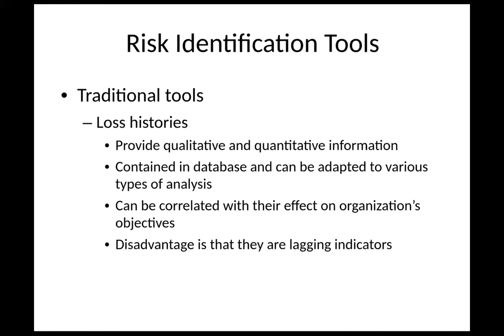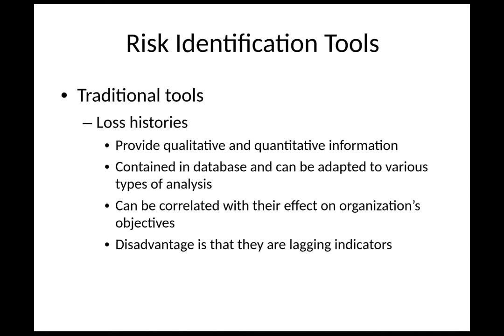Some of the traditional tools when we think about risk identification are loss histories, right? For those that work in risk management or safety and loss, one of the first things I typically do, to get an idea of what I'm getting myself into with a new organization, is look at its loss history: get a loss run from the third-party administrator or from the enterprise risk management information system.